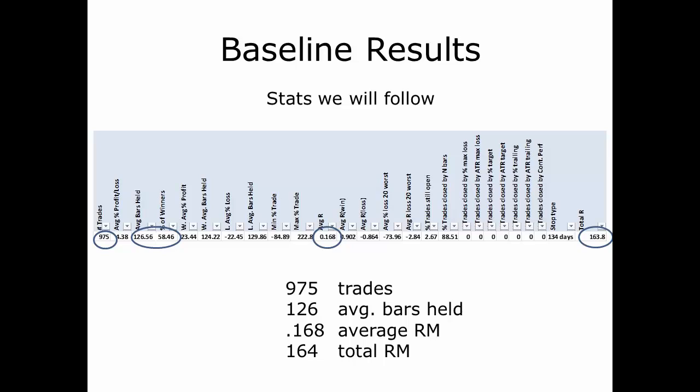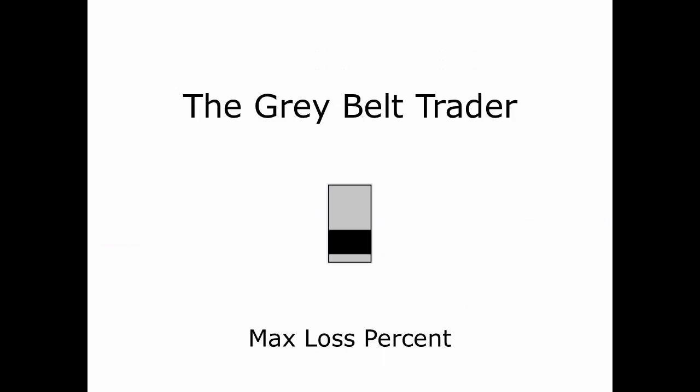So the white belt trader gave us a benchmark of total R of 164 and an average R of 0.168. So what's the next colored belt from there? Yeah, so the next belt is gray belt. Now we've got a baseline. Now it's like, okay, what's the very simplest thing? Now you start to learn the very basics. And what's the most basic stop loss? It's just a simple percentage stop loss.